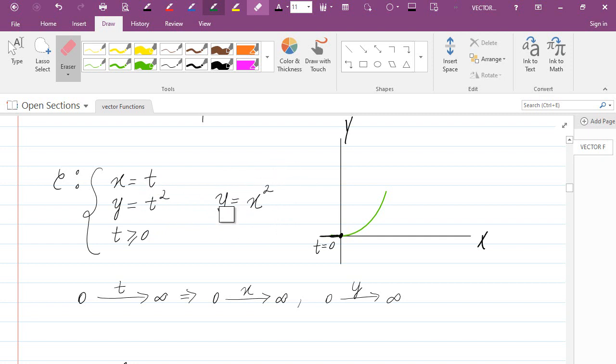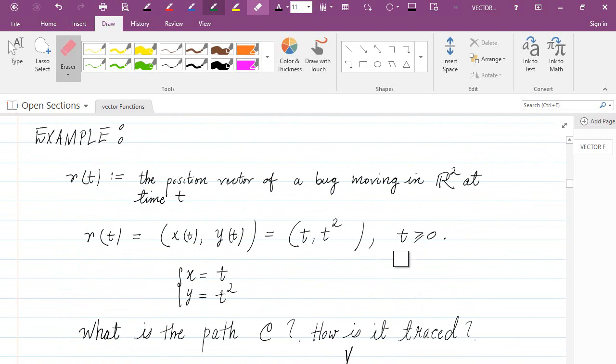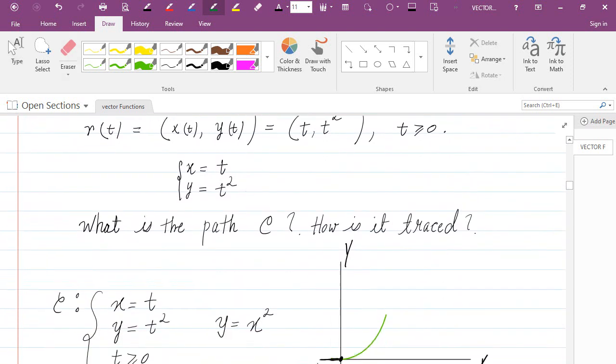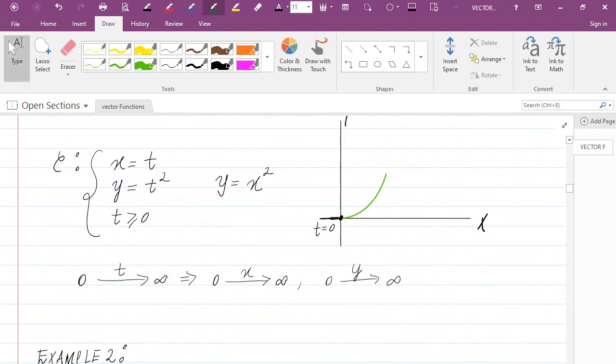Now notice that we are also given that time starts at 0 and progresses forward. So we can say, okay, the bug is moving on this parabola, but the question is which part of the parabola and how is it traced? In what manner is it traveling on this parabola? Well, notice that as t progresses from 0 to infinity, the x coordinate is also progressing from 0 to infinity, and the y coordinate is progressing from 0 to infinity.